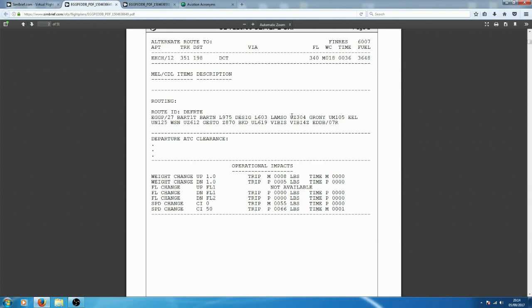Then Upper Zulu. Now that's important to know. U means upper, so it's an upper airway. You're into the high altitude flight levels now. So you'll be above at least 29,000 feet, I would imagine.